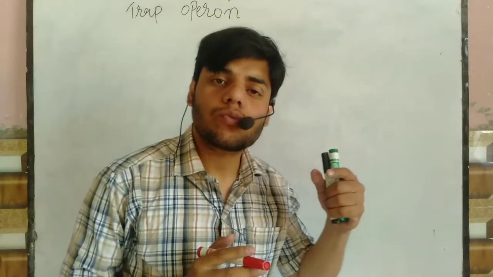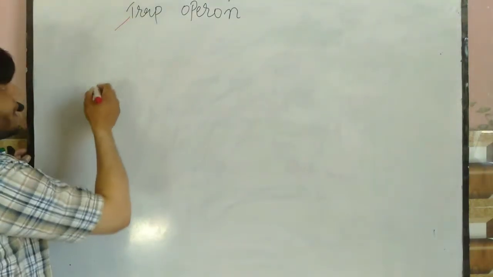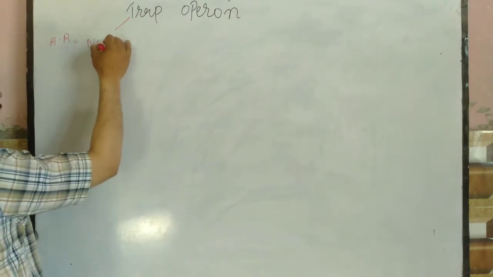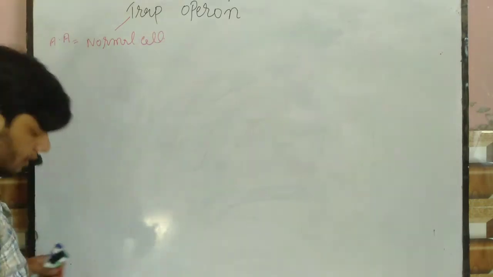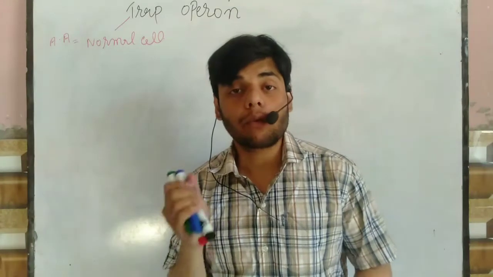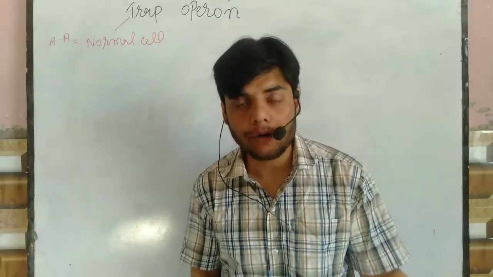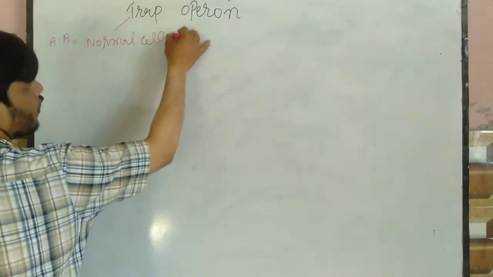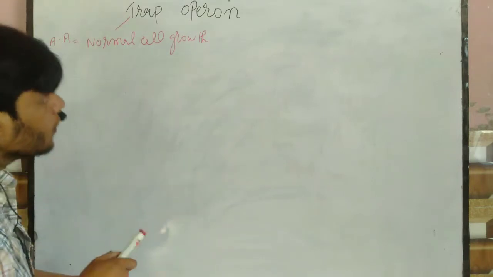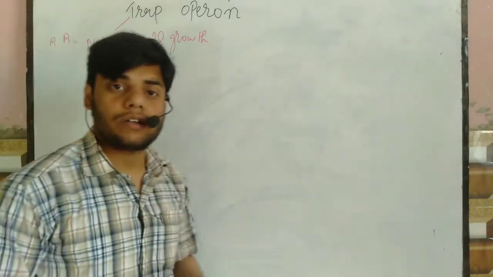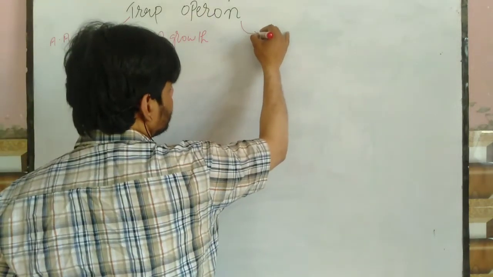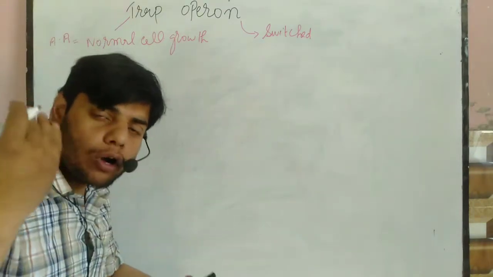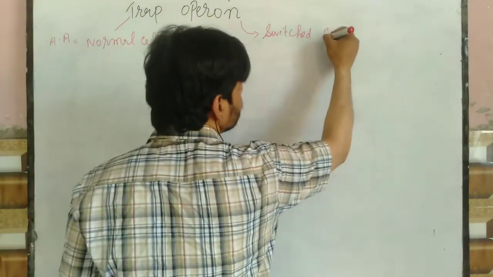First of all, we need to know what tryptophan actually is. Tryptophan is an amino acid which is specially used for normal growth of the cell. Remember guys, in prokaryotic cells tryptophan is produced, but in eukaryotic cells tryptophan is not produced. We take tryptophan from the diet, and it is responsible for normal cell growth. Now how is this switched on and switched off? It is normally switched on. Why? Because most of the time the cell needs tryptophan for normal growth, so it is switched on.